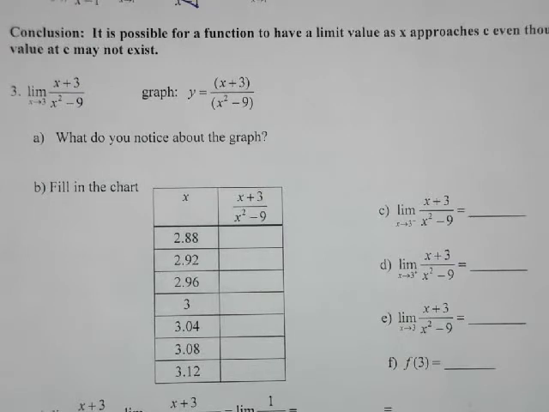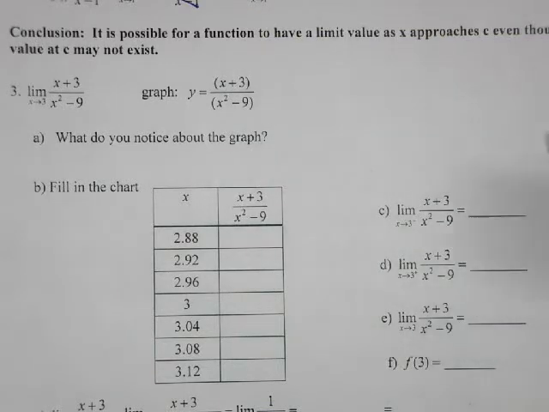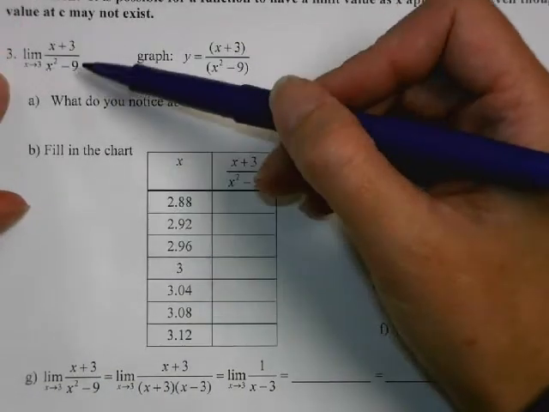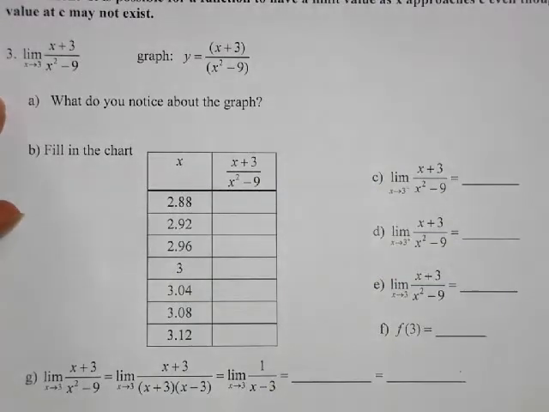So the conclusion, which is again unsurprising, is it is possible for the function to have a limit even if the function doesn't exist at that point. All right, so let's do another one of these. So we have x plus 3 over x squared minus 9. So again, we're going to fill in this table of values and do these limits.